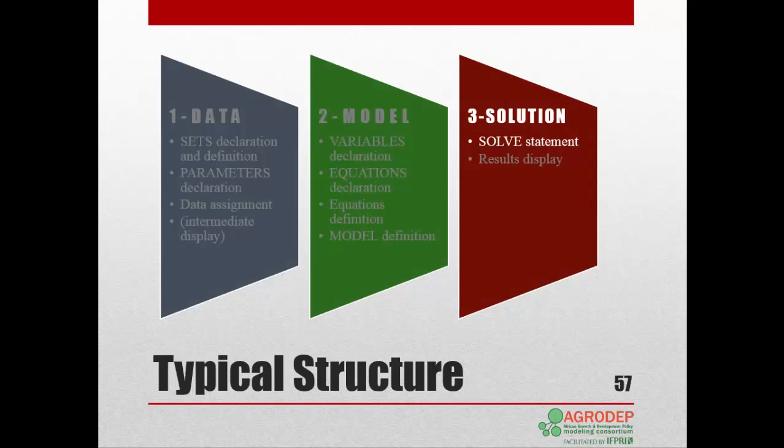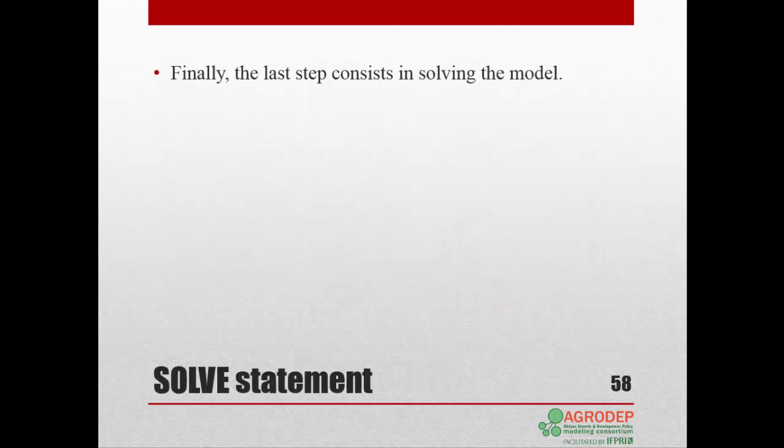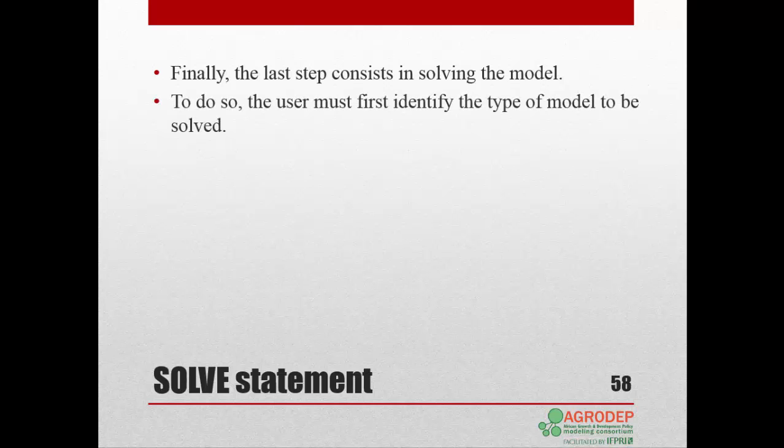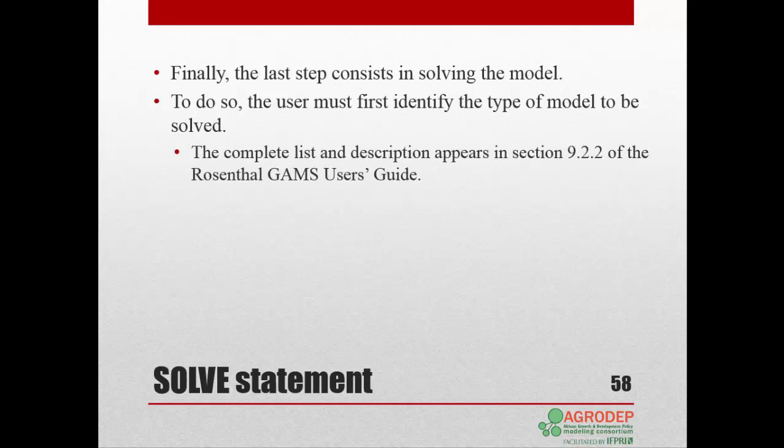We now move to the final step in the structure of the model, the solve statement. First, the user must specify to GAMS the type of model to be solved. The complete list and description of model options appears in section 9.2.2 of the user's guide, and we urge you to consult this section to learn more about various types of models.